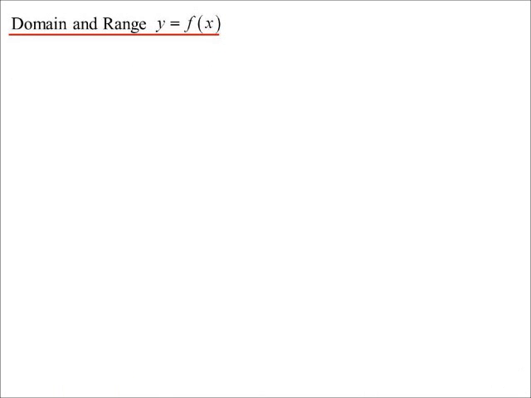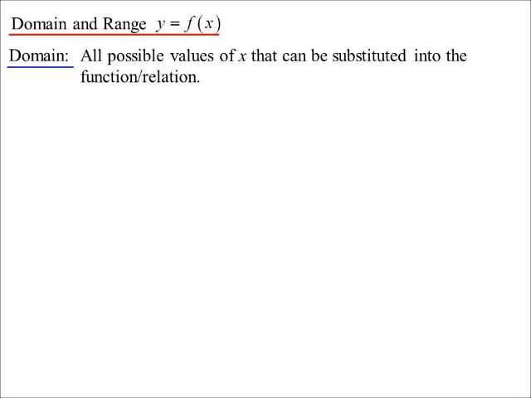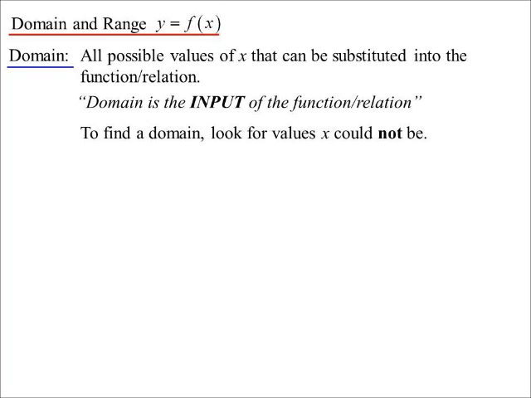Okay, now, domain and range tells us about the x values and the y values of functions and relations. Domain are the x values. So if you imagine the function or relation as some sort of a machine, and we input and we get output, everything we input is in the domain. So all the possible things we can substitute in for x and get an answer. That's the domain. To find it, if you're just looking at the equation, look for things x can't be. It's usually easier to find exclusions than inclusions.